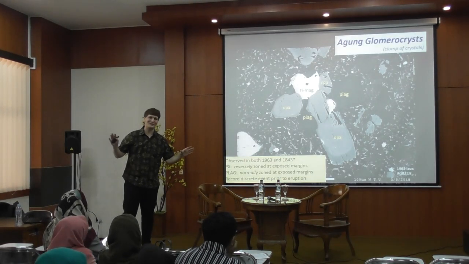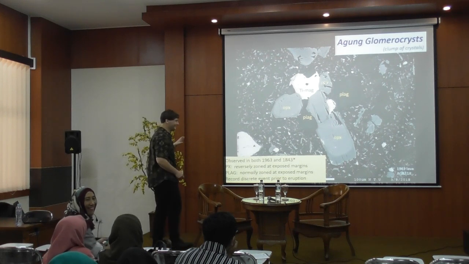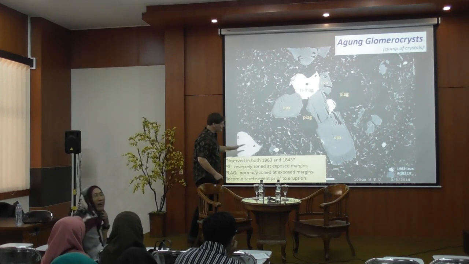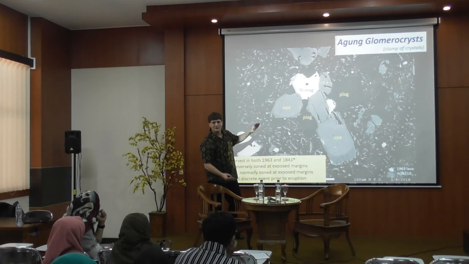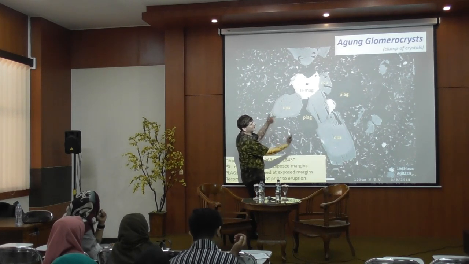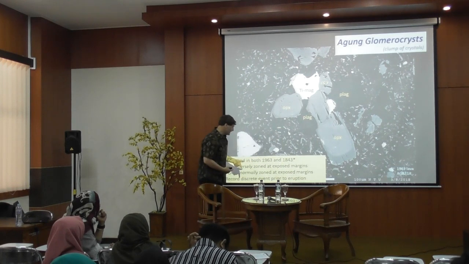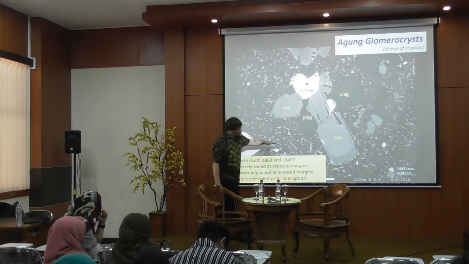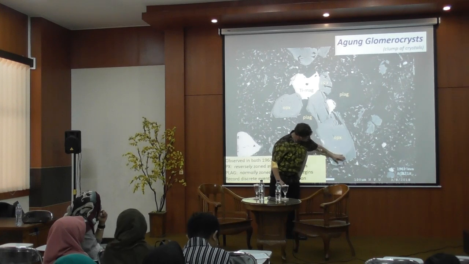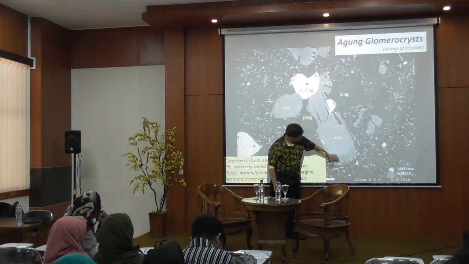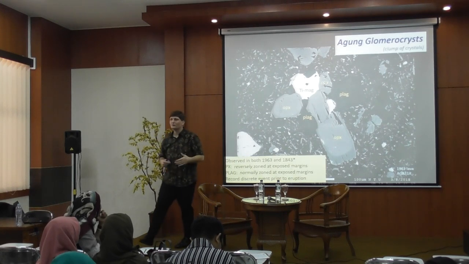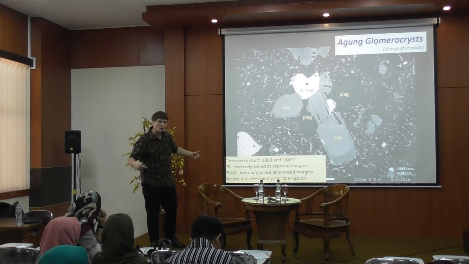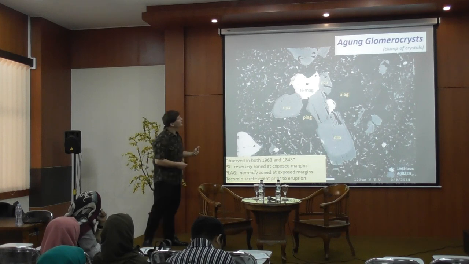Back to Agung volcano. So within these two eruptions that we looked at, we found these things called agglomerocrysts, which just means a whole bunch of crystals stuck together, right? And these crystals had zones at the margin. You see in this electron image, you see a different color here and here. We think that this must have formed immediately prior to eruption. It's going to tell us something about when that magma erupted.